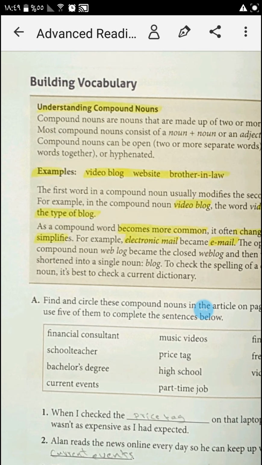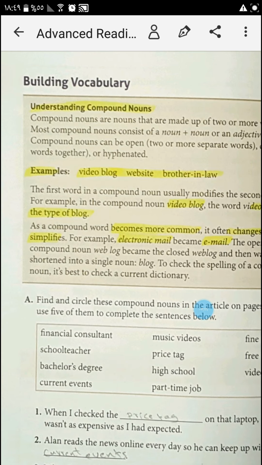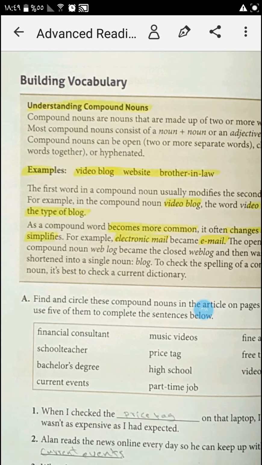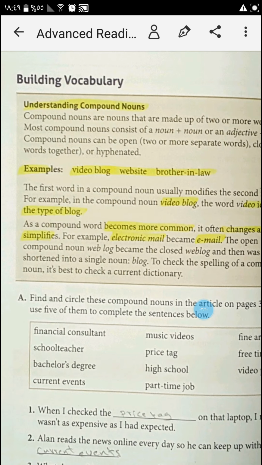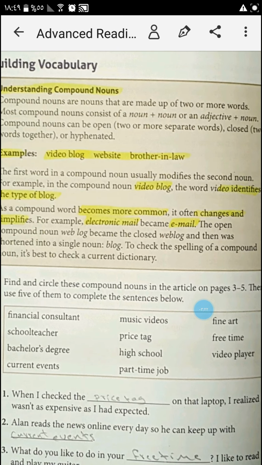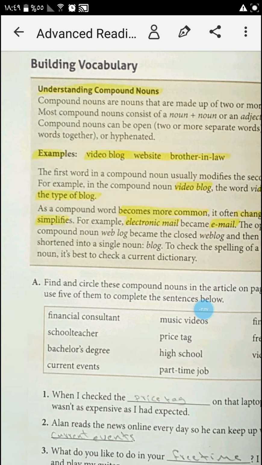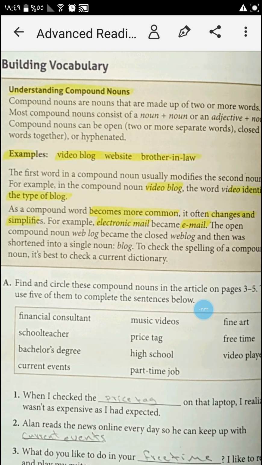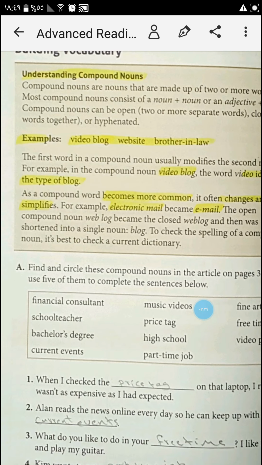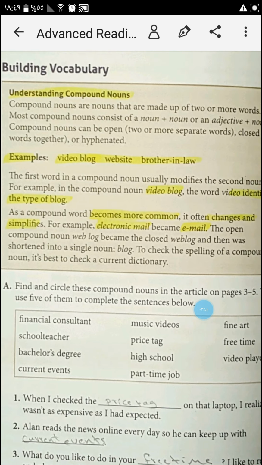We have 3 types of compound noun: the separated 2 words, and the closed 2 words together. For example, here we have website. Website is 1 word, noun plus noun, and it is a closed compound noun.